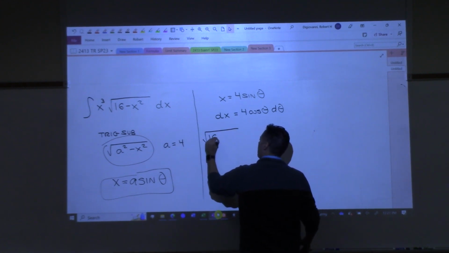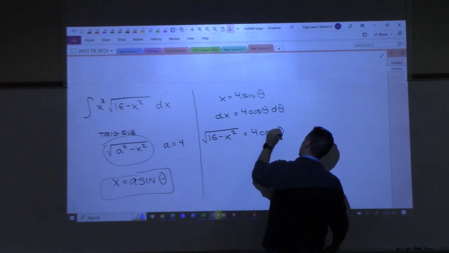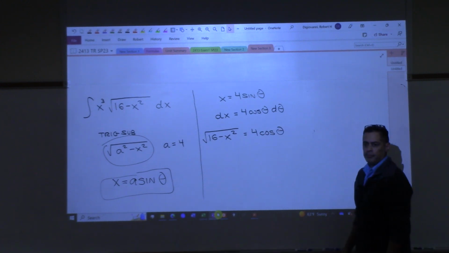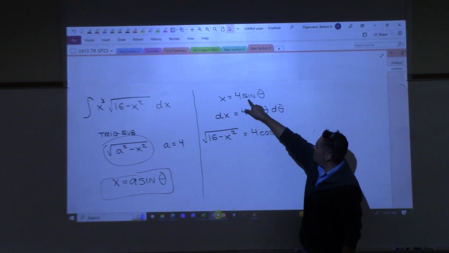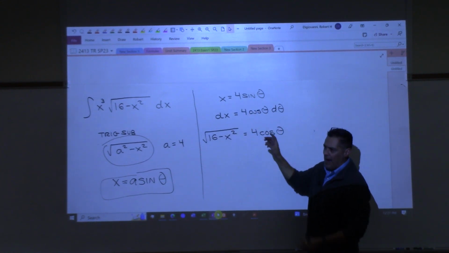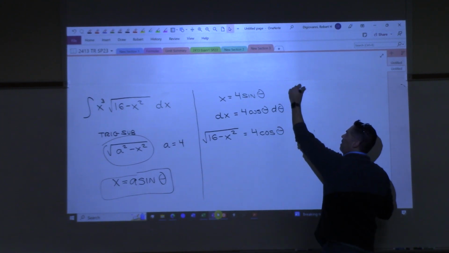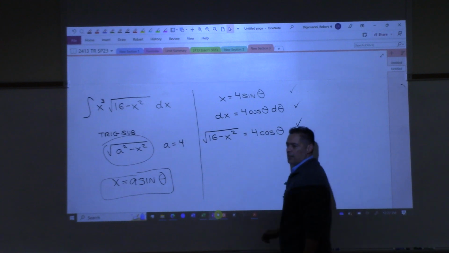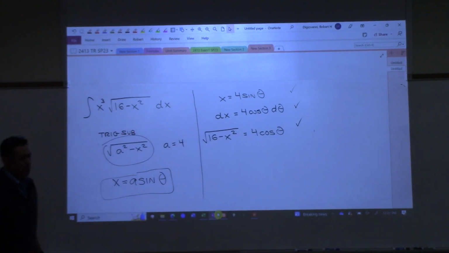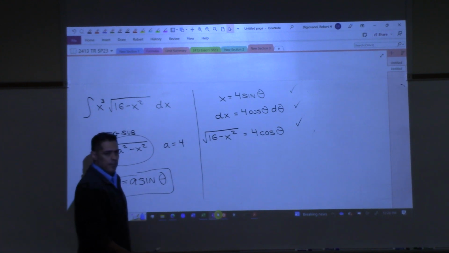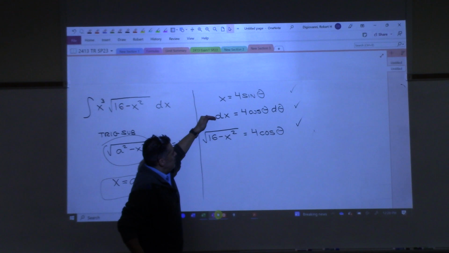If you take this x and replace it with that and go through all the work, right, factor out something, blah, blah, blah, you'll get this. These are my 3 pieces of information that I'm going to need to continue the problem now. So once you find the derivative, more or less without the d theta.